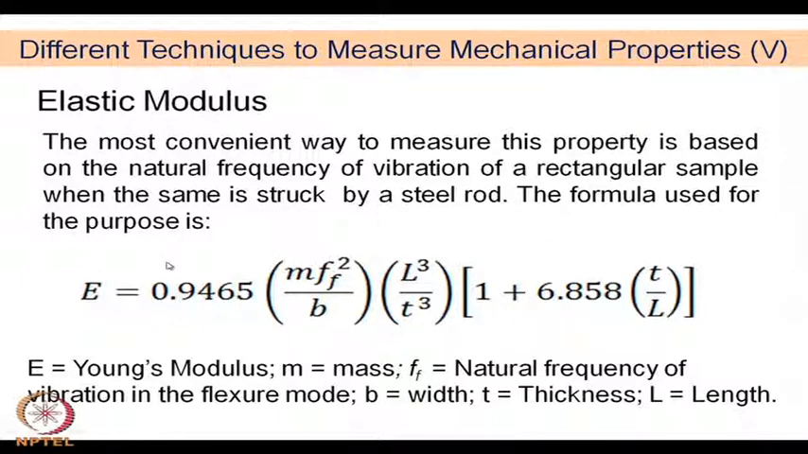The formula used for the purpose is like this. The Young's modulus is once again, these are some of the slightly empirical formulas, of course, analyzed by some mathematical means. So, ultimately, without going into the details, the formula is 0.9465 m ff square by 2 square by b and L cube by T cube, and then there is an expression 1 plus 6.858 T by L. These are the parameters, these are the notations used in this formula.